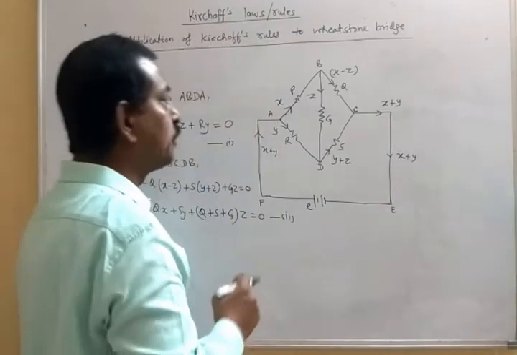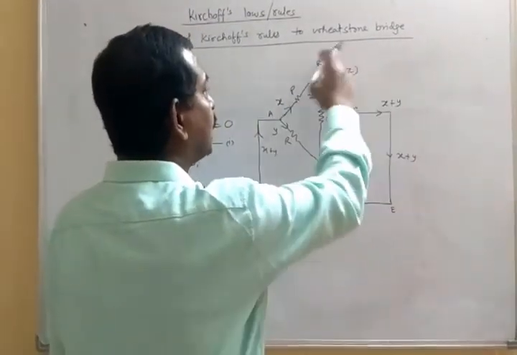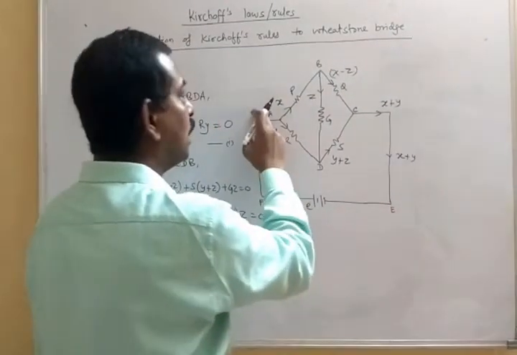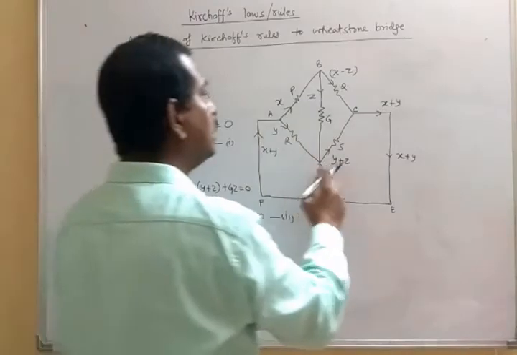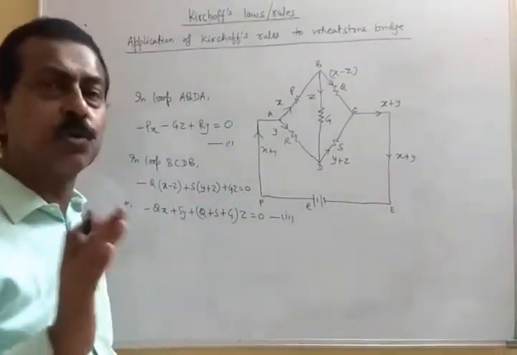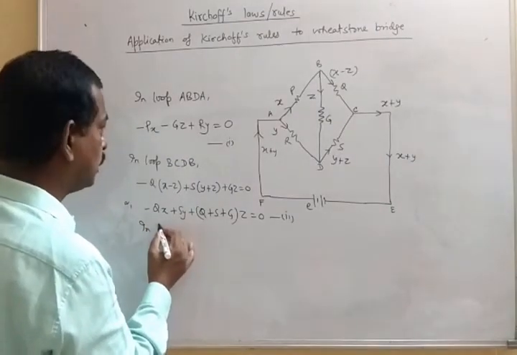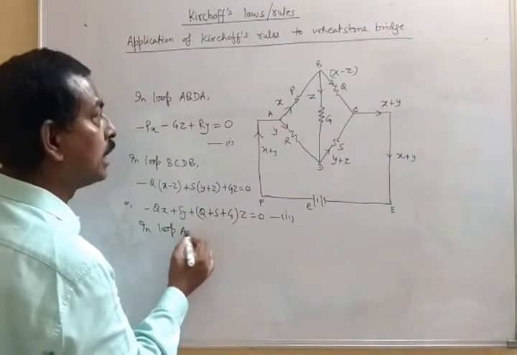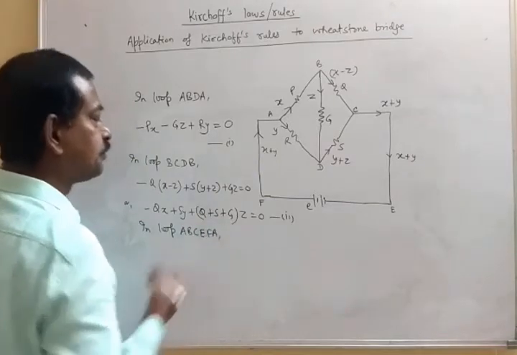So for that, what we are doing, we'll take now the third loop as A, B, C, E, F, A. Or you can take A, D, C, E, F, A. Any one closed loop you can take. So we are taking the loop A, B, C, E, F, A.